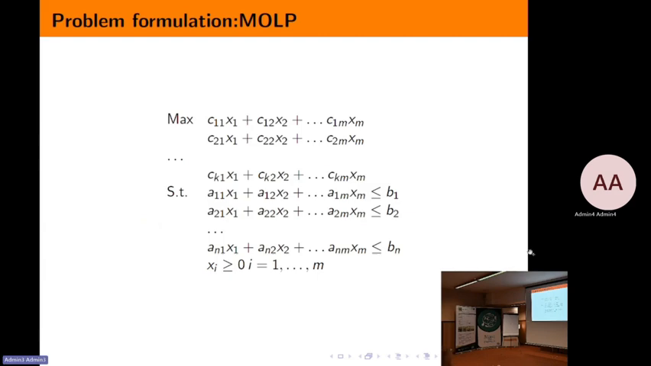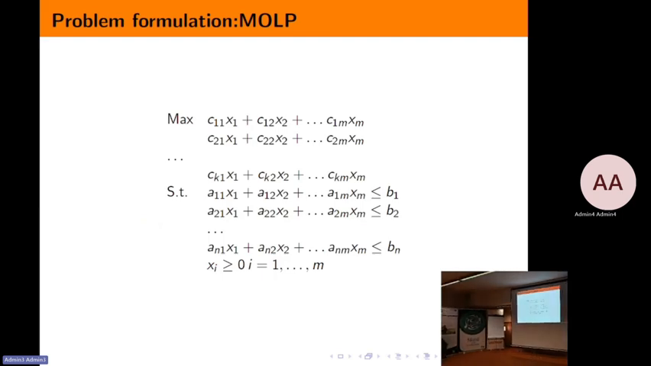Multi-objective linear programming, or MOLP for short, is just a maximization problem where we have some arbitrary number of linear objective functions that we want to maximize all at the same time, such that some constraints are satisfied.